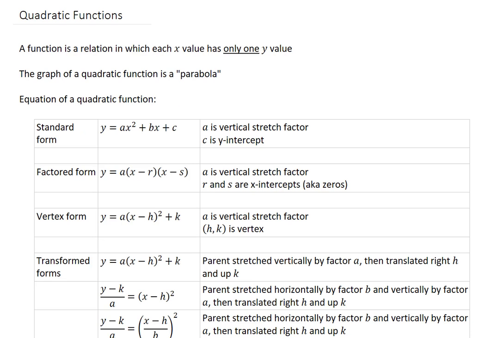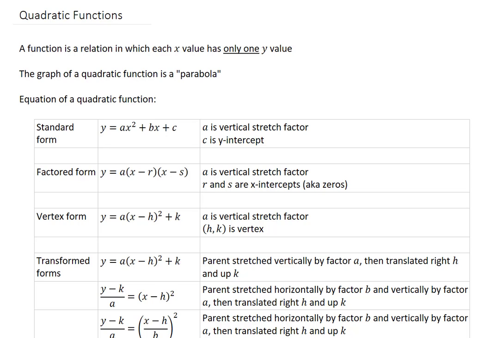The second major topic of the course is quadratic functions. Now remember that a function is a relation in which each x value has exactly one and only one y value, which means if you look at the graph of the function, a vertical line anywhere in the graph will cross the graph only once. This is called the vertical line test.